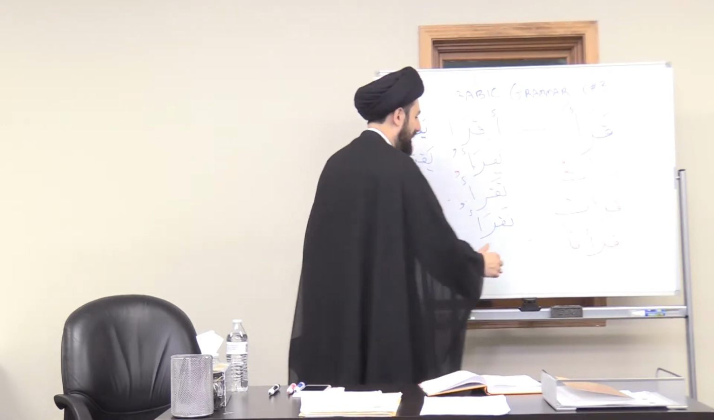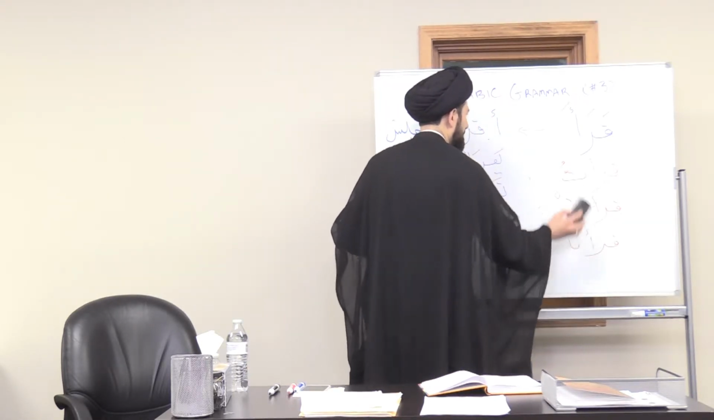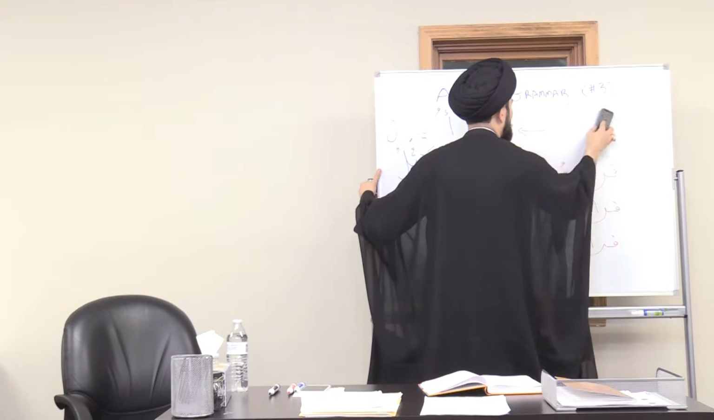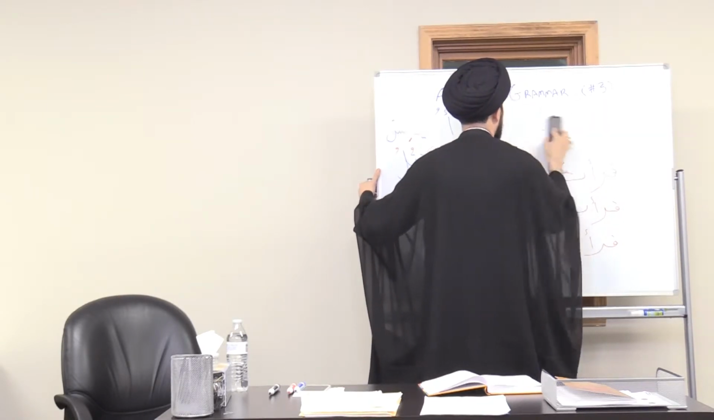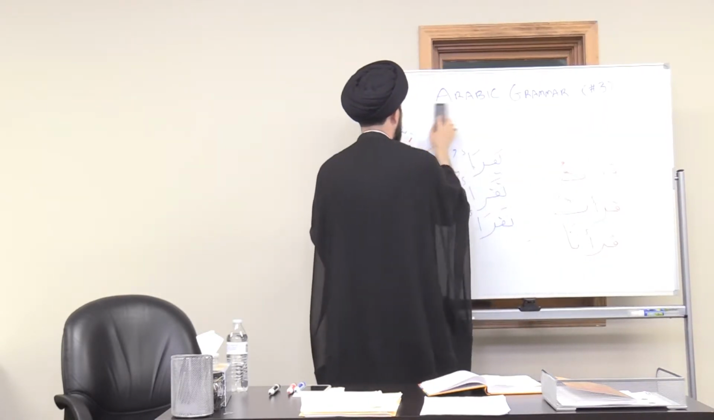So that's fi'l al-mudari'. Any questions about fi'l al-mudari'? Or should we move on to the next type of verb? No questions? Okay. So on page 17, under heading number 3, we have fi'l al-amr. What does fi'l al-amr mean? It's a command. In English, what do we call it? An imperative, right?